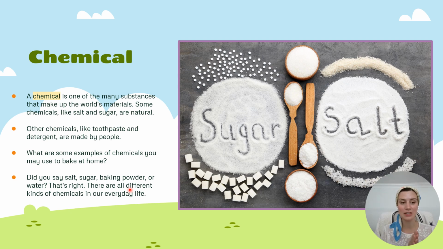Chemical is our next word to know. A chemical is one of the many substances that make up the world's materials. Some chemicals, like salt and sugar, are natural. Other chemicals, like toothpaste and detergent, are made by people. So what are some examples of chemicals that you can use when you bake at home? So chemicals that you can use to bake at home include salt, sugar, baking powder, or water. They are different kinds of chemicals in our everyday life.